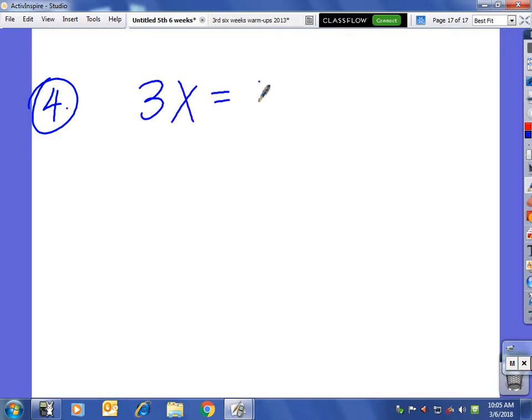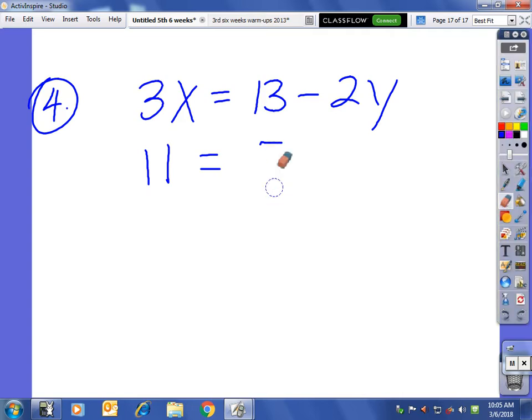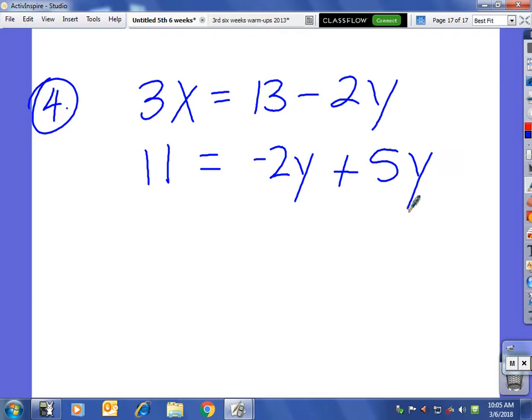All right, 3x equals 13 minus 2y. 11 equals 5x, no, negative 2y plus 5x. All right, try that one.